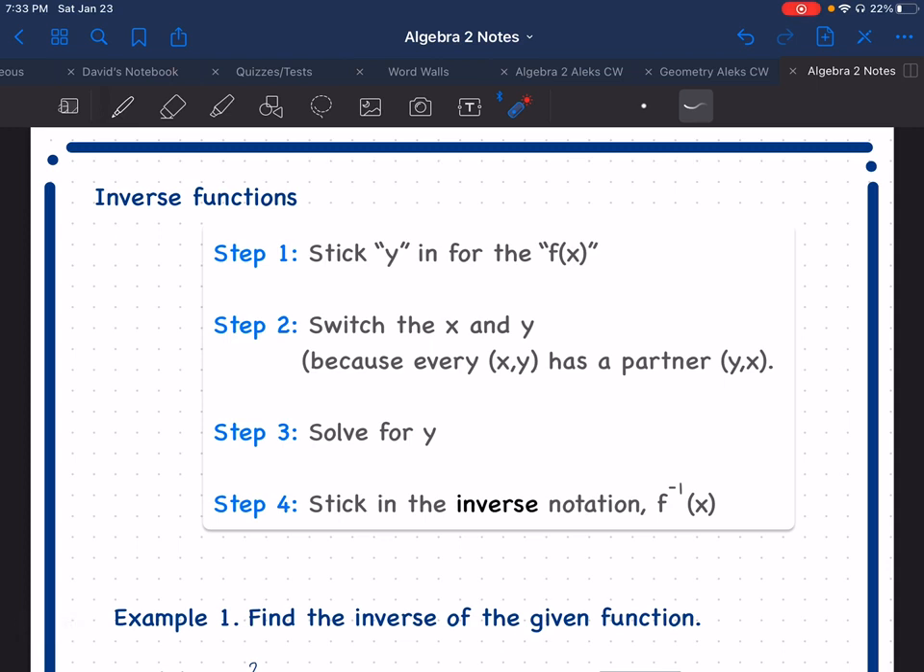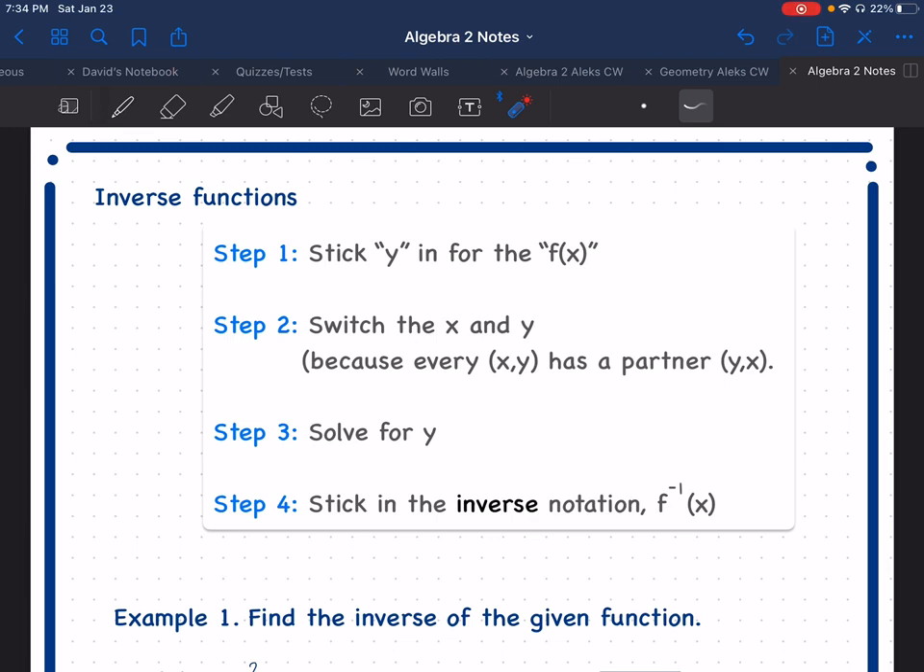So here are the 4 steps to making an inverse function. You're simply going to stick y in for f of x. So if you see any kind of function notation, f of x, g of x, h of x, those are very commonly used, you're going to first replace that with the variable y. Next, you're going to switch your x and your y. Because whenever I have an ordered pair, x comma y, to get its inverse, I simply switch them to y comma x, and this becomes my inverse.